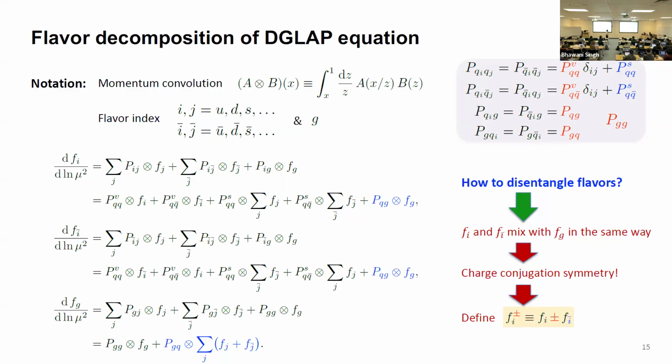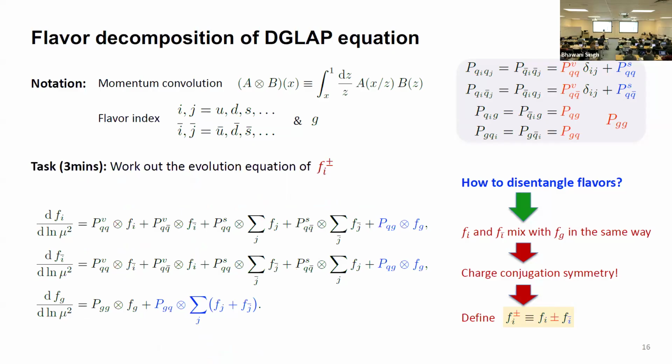So by noticing this, it motivates us to define two combinations of the quark and anti-quark PDF. We define Fi with superscript plus or minus, referring to their sum or difference between the quark and anti-quark PDFs. So now the following task is, please use these redefined parton combinations F plus minus to rewrite this DGLAP evolution equation. Basically, you derive the evolution equation for F plus or minus, and I'll give you 3 minutes.